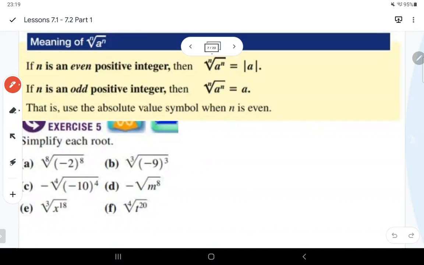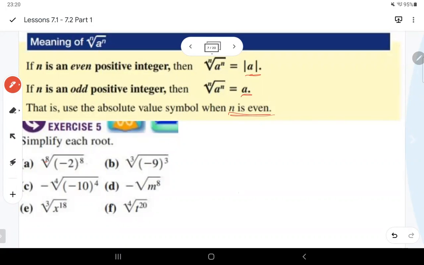If n is an even positive integer, then the nth root of a to the n is the absolute value of a. If n is an odd positive integer, then the nth root of a to the n is just a. That is, use the absolute value symbol when n is even. So if n is even, we're using the absolute value. So in this case, for a, n is even.